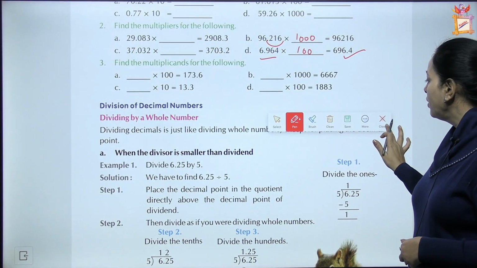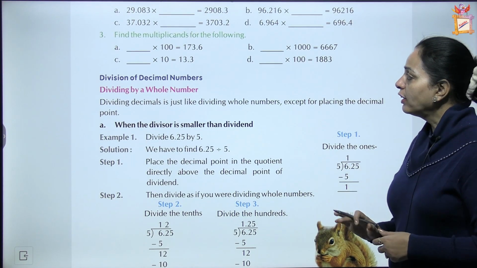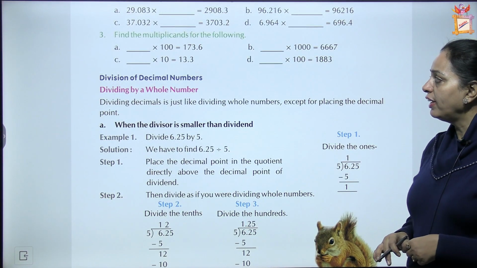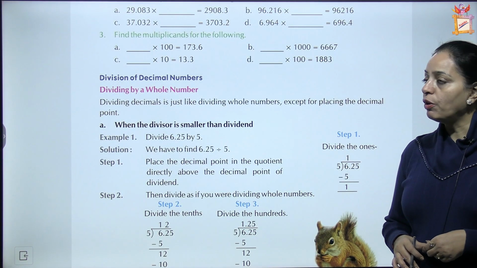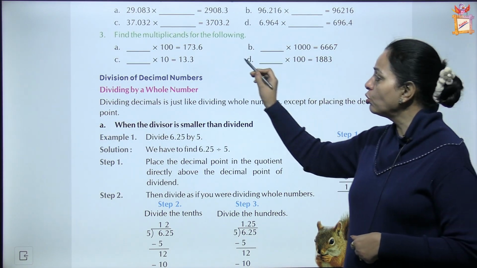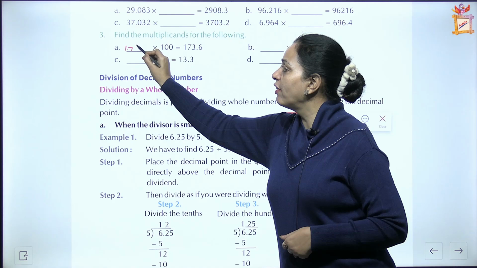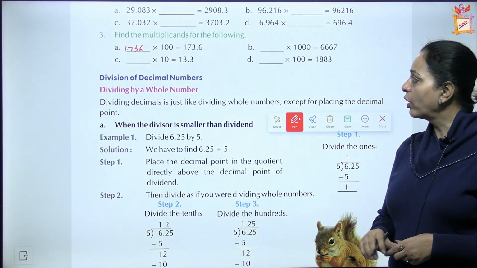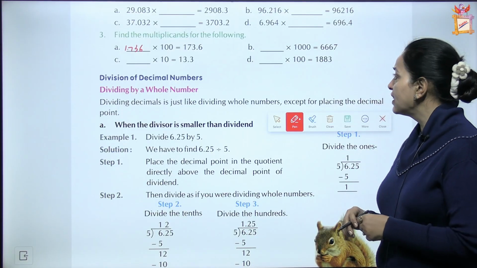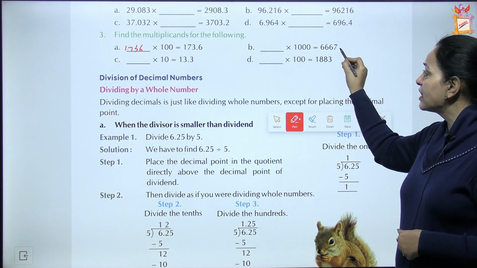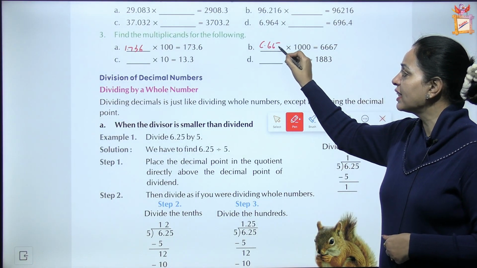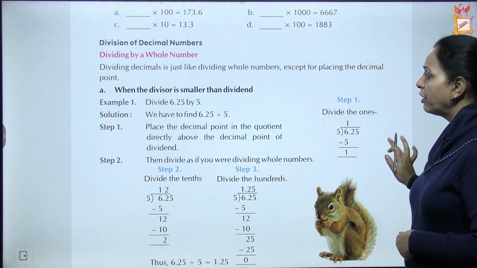Okay, very simple. Now the third one, find the multiplicands for the following. Like A part, dash into 100 equals 173.6. This means where was the decimal before? Before 2 digits, so 1.736. Okay, now B part, dash into 1000 equals 6667. It means decimal was before 3 digits, so answer is 6.667. Similarly, you can try remaining parts.